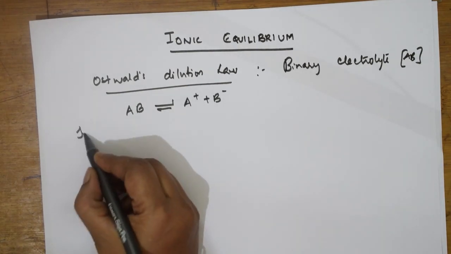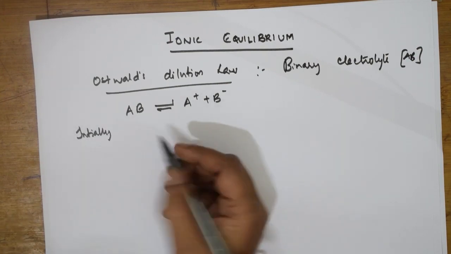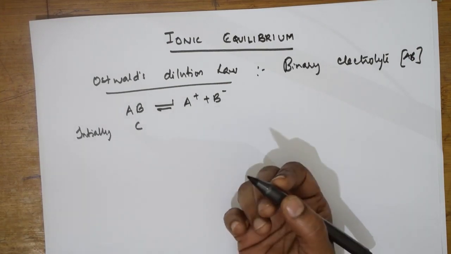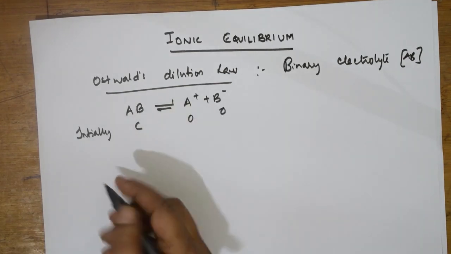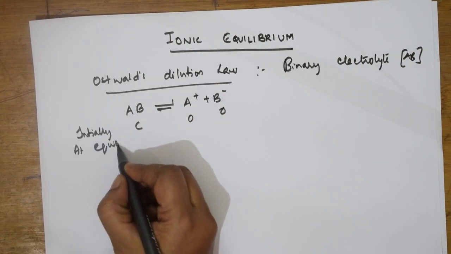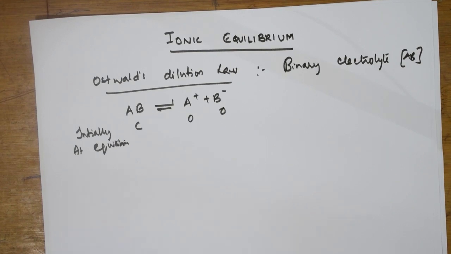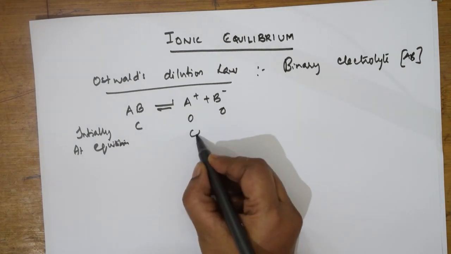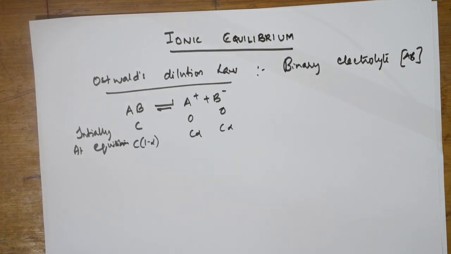So initially, the concentration of this is denoted by C, and this will be 0 and 0 because not yet dissociated. Now at equilibrium, when it reaches the equilibrium, suppose the part of the thing dissociated is alpha, then this becomes C alpha, this becomes C alpha, and this becomes C into 1 minus alpha.